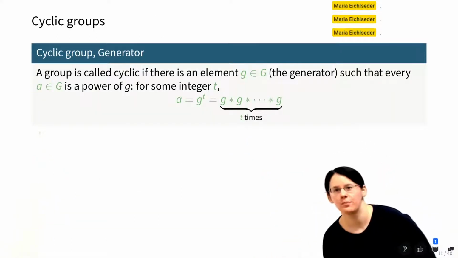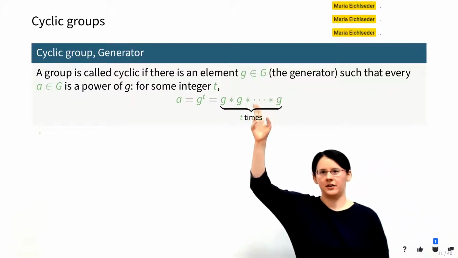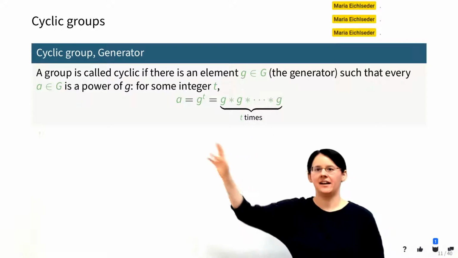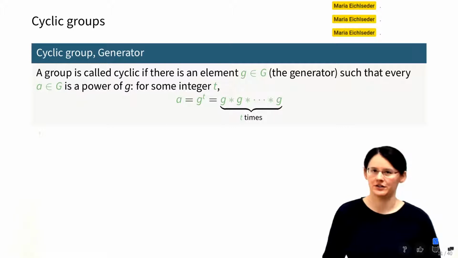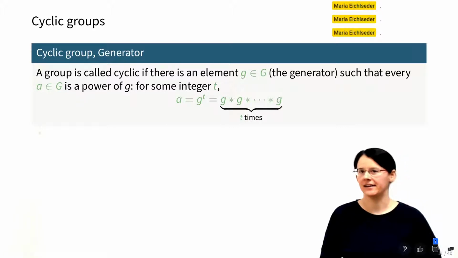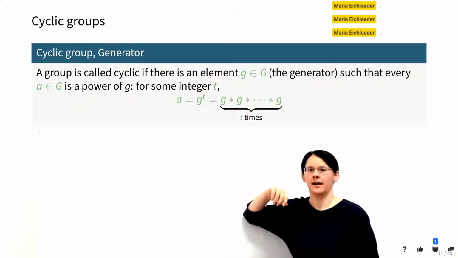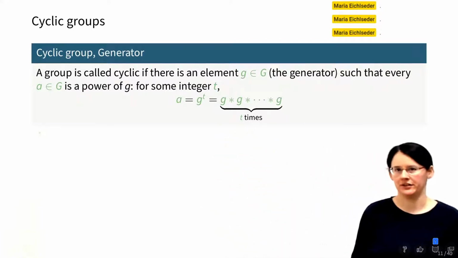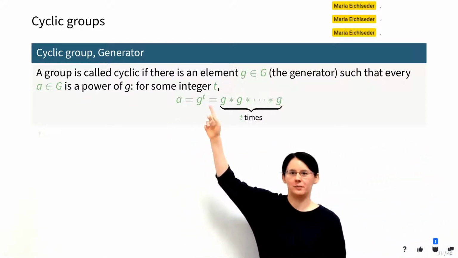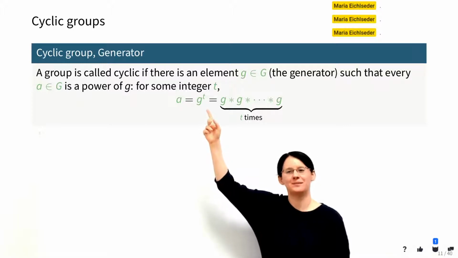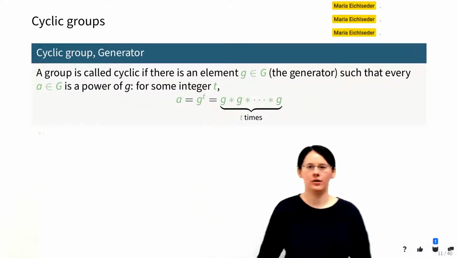And if a group has this property, namely if it has an element G, the generator, which can generate any other number in the group by repeatedly applying the group operation, then I call this group a cyclic group, because I can generate it by running in a cycle. And G is the corresponding generator. This means that for every other element A, I can find an exponent such that I can generate the element as my generator to the power of this exponent.